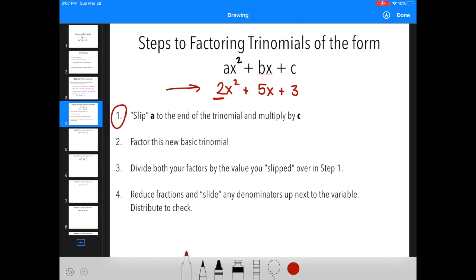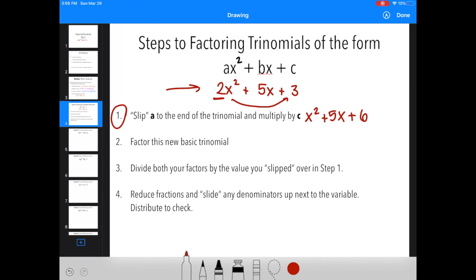This is the only step that's majorly different, and then we do the same steps as before. So when I slip my a over to my last term, my c, I get x squared plus 5x plus 6. Why do we do this step? Well, it helps us come up with our final factor product because when I do use FOIL, I will multiply those terms.